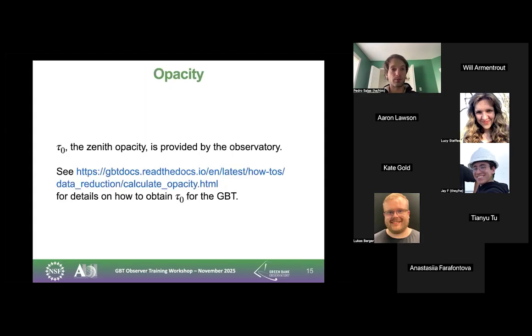I'll keep going then. Again, the zenith opacity is provided, and you can see there's a guide explaining how to get it from the data reduction machines using Clio and other tools. But again, if you just want to know it, you can just submit a help desk ticket and tell us, hey, what was the zenith opacity at, let's say, 30 gigahertz yesterday between noon and 6 p.m.? And we should be able to give you those values. You can carry out your data reduction.